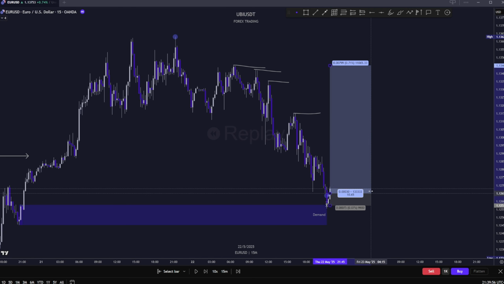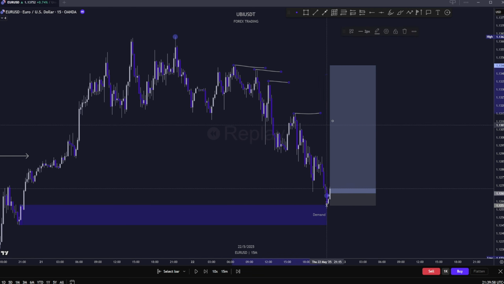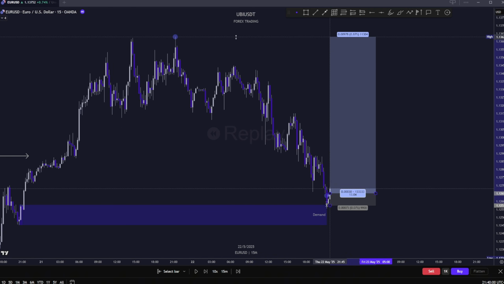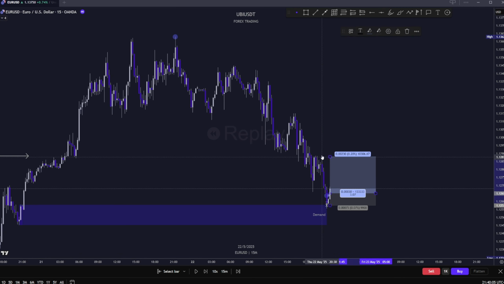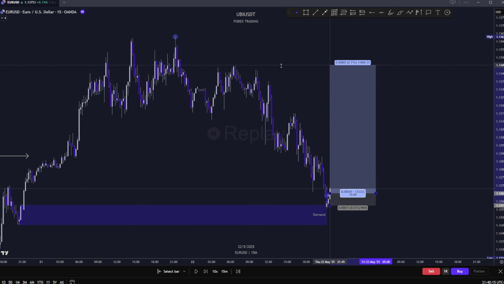It gives us 10 RR. Amazing. For me, it is amazing. Or you can target here this high. Does not matter. Or you can also target this high, maybe 3 RR. Everything above 3 RR is perfect for me. So let's see what happens now. Let price run.